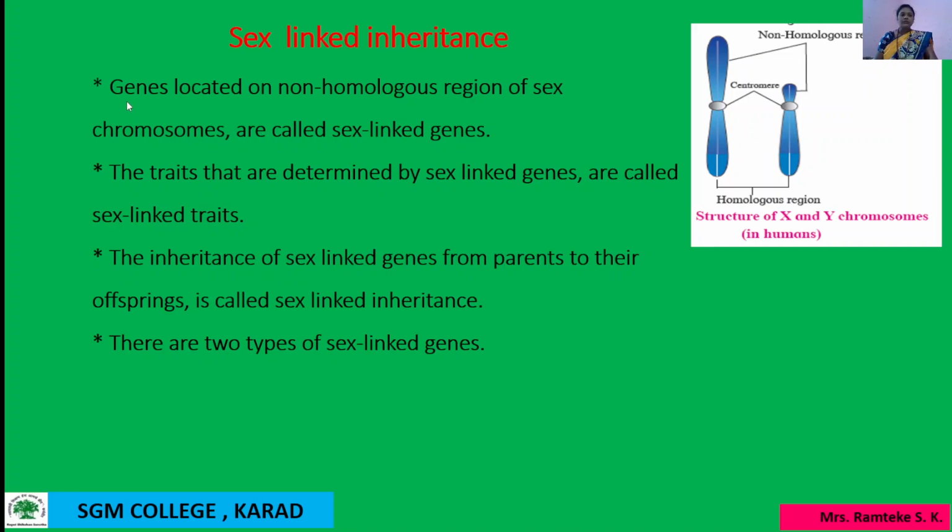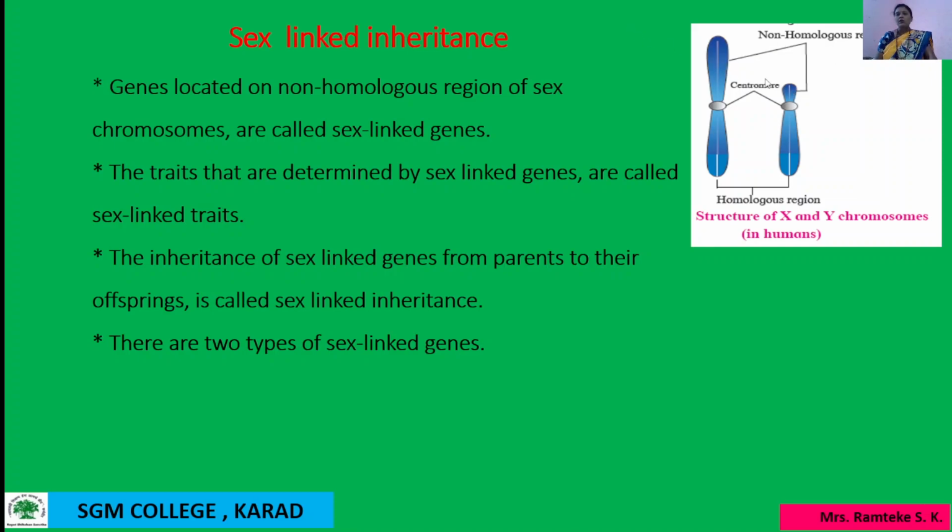See here the definition: genes located on the chromosome. On the surface of the chromosome, genes are located. This is the non-homologous region, and this is the homologous region, where both regions are the same, so it is called the homologous region. And here the other strand of the chromosome is dissimilar, so it is known as the non-homologous region.